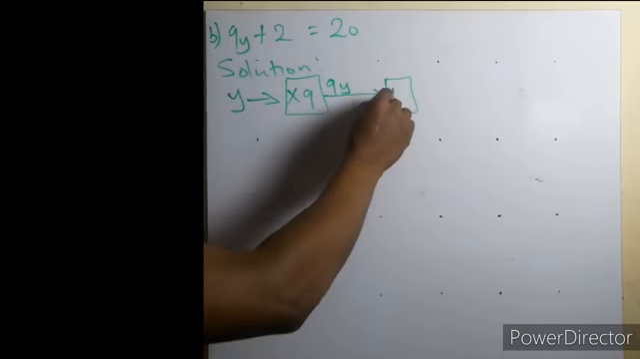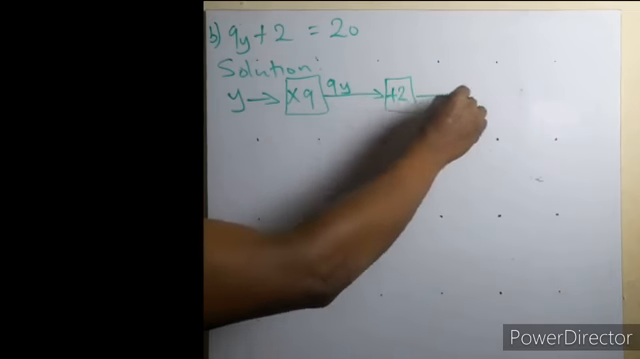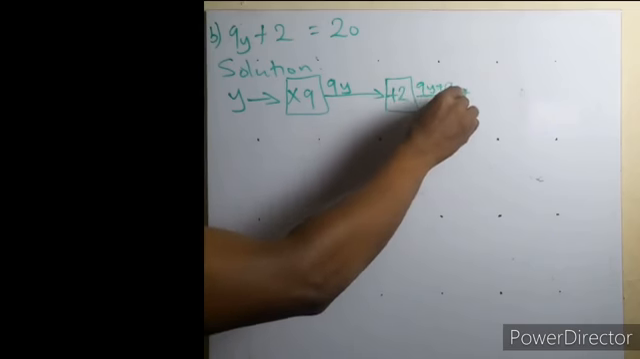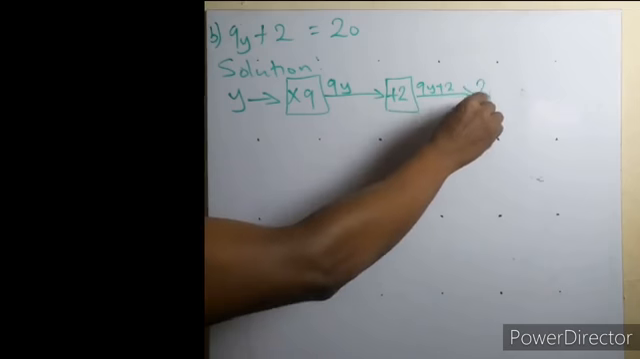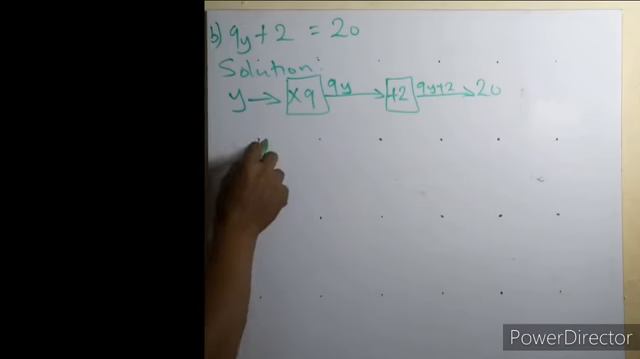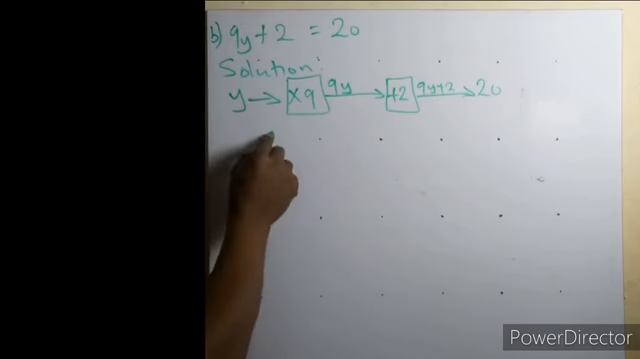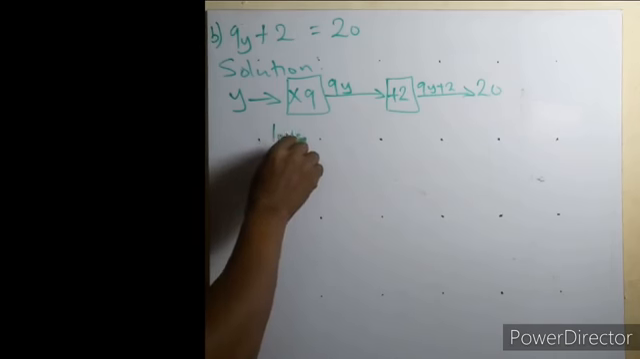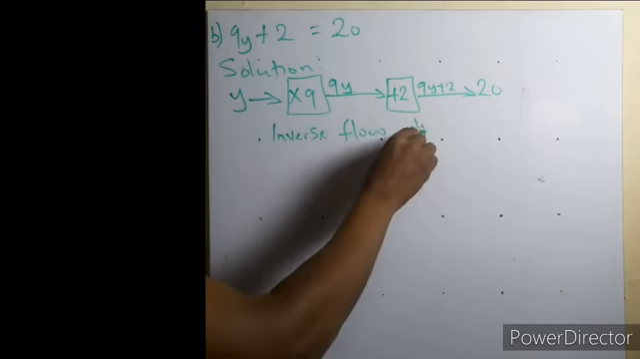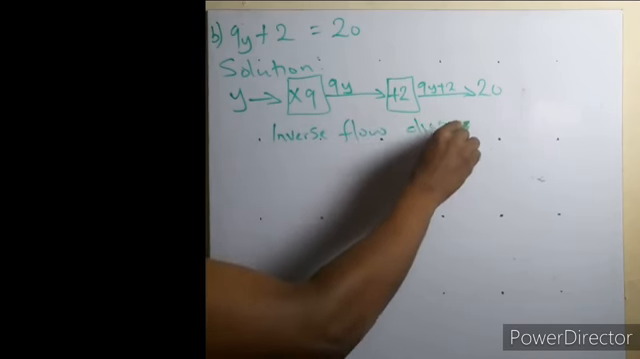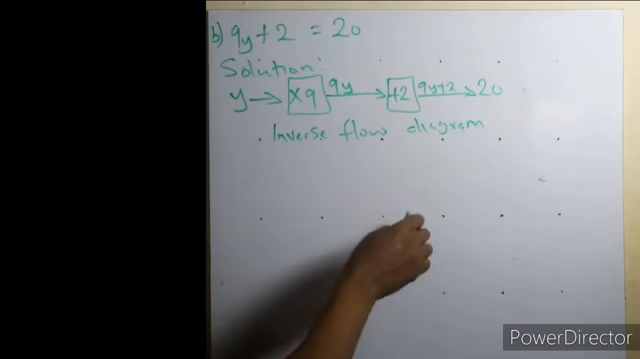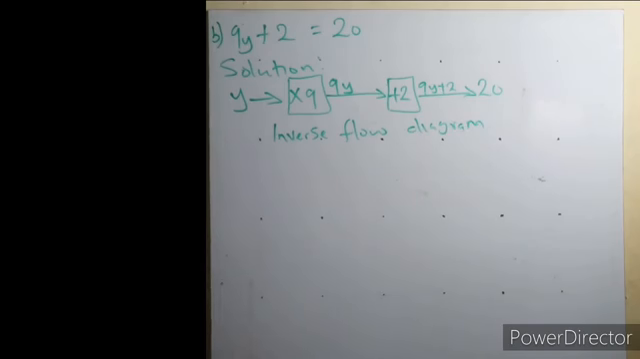What do we do to 9y again? The next thing we do to it, we add 2. Then you put it up that you have added 2. That will be 9y plus 2. What do you now have? 20. You see that? Straightforward, very simple. Then now use the inverse flow diagram. So let's see. Start from now.